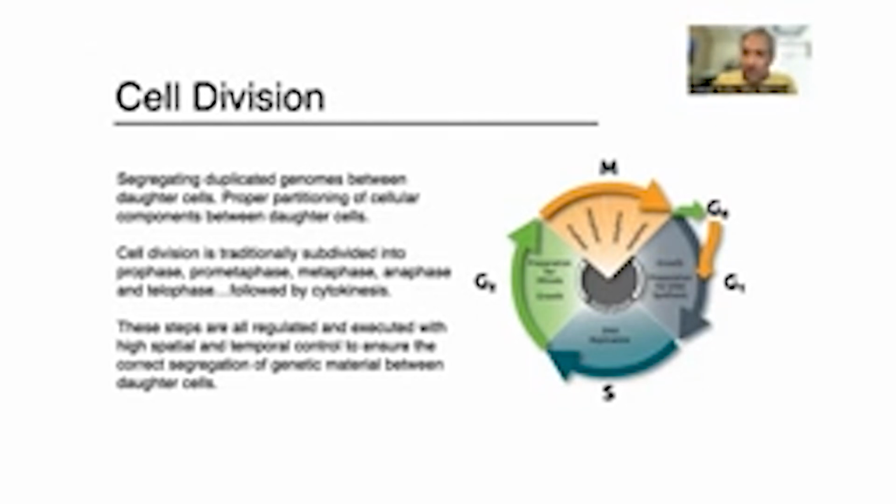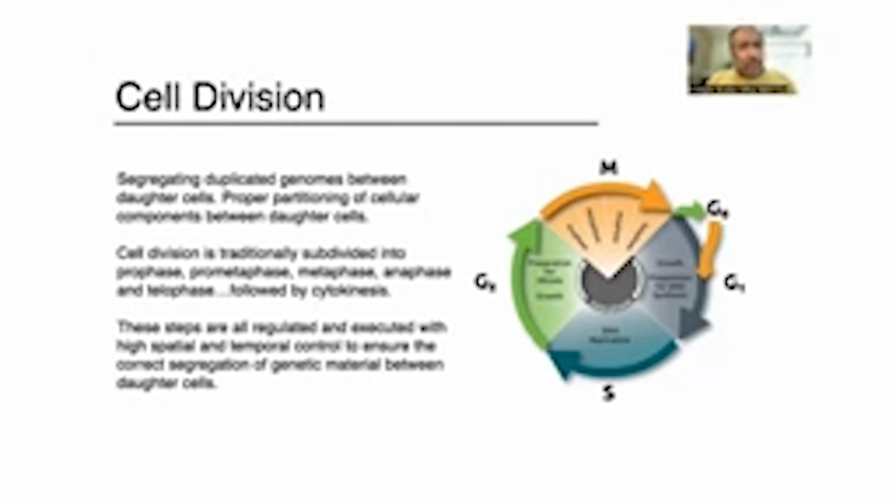You have growth and preparation for DNA synthesis that happens in the G1 phase. You have DNA replication that happens in the S phase. You have preparation for mitosis and growth that happens in the G2 phase, and then mitosis itself, right? Which has many steps, with prophase, metaphase, anaphase, telophase, cytokinesis, and then the formation of the two daughter cells.